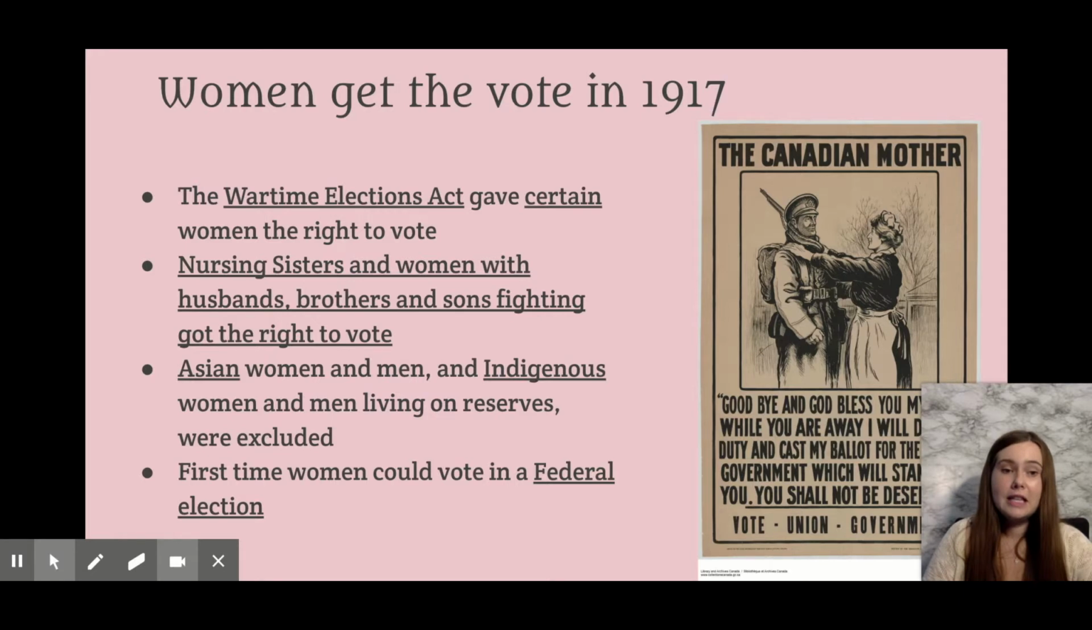However, this didn't necessarily include all women. Asian women and men and Indigenous women and men living on reserves were excluded from this. So Japanese and Chinese women were not able to vote, and then Indigenous women who were living on reserves were not able to vote as well. And like I said, this was the first time women, so mainly British women, mainly white women, black women could vote as well, were able to vote in a federal election.